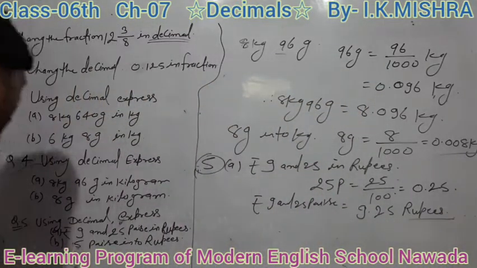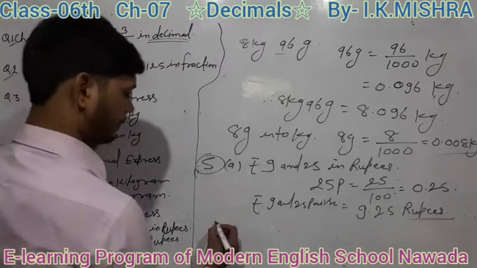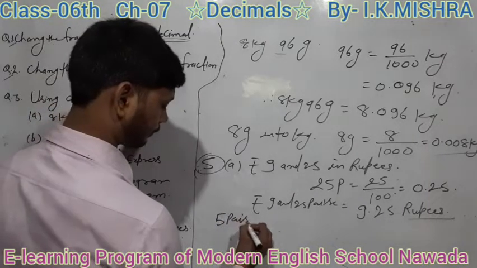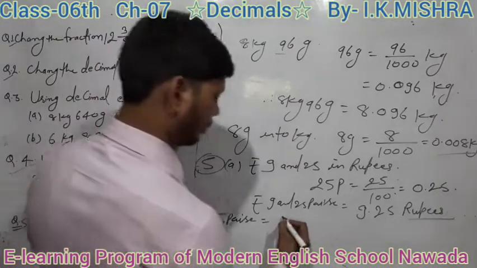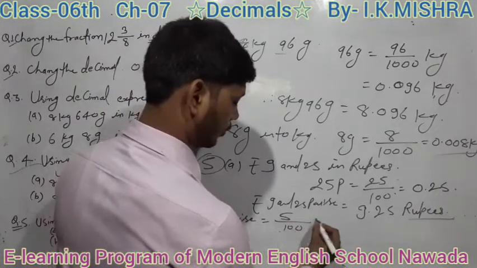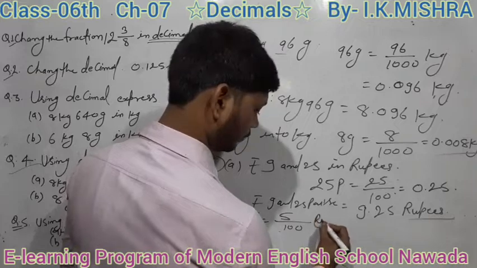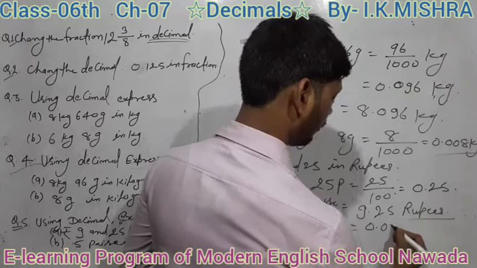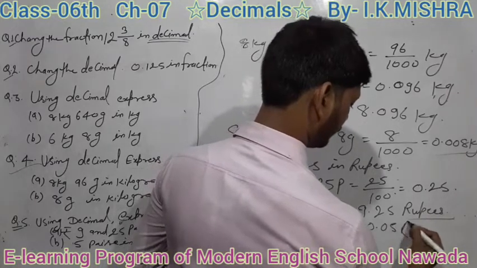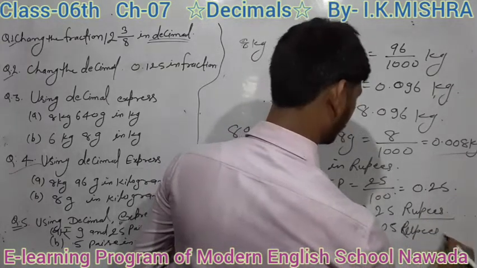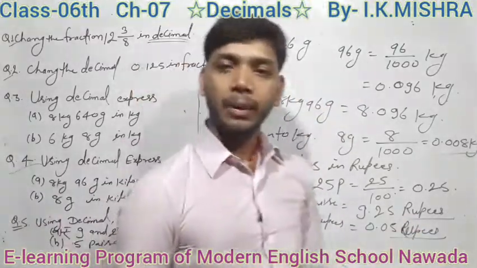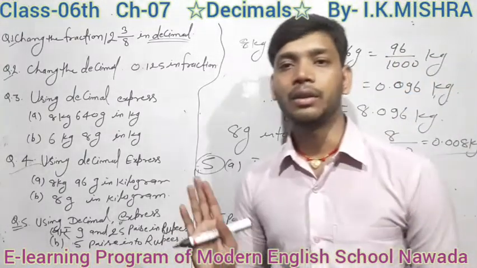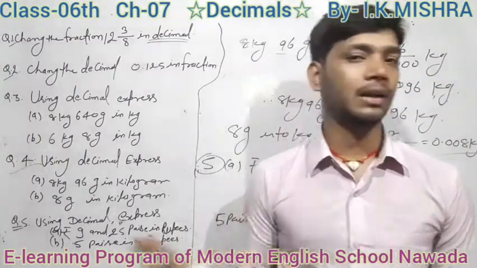Similarly students, you can change 5 paisa into rupees. 5 paisa is equal to 5 by 100 rupees, which is equal to 0.05 rupees. Clear students? Similarly students, you can solve all of the questions in your exercise 7b of our book.